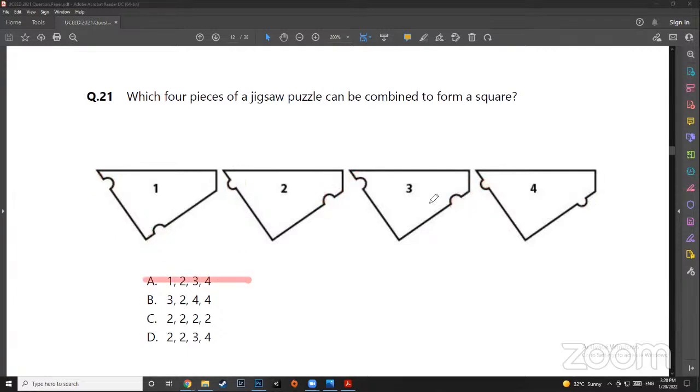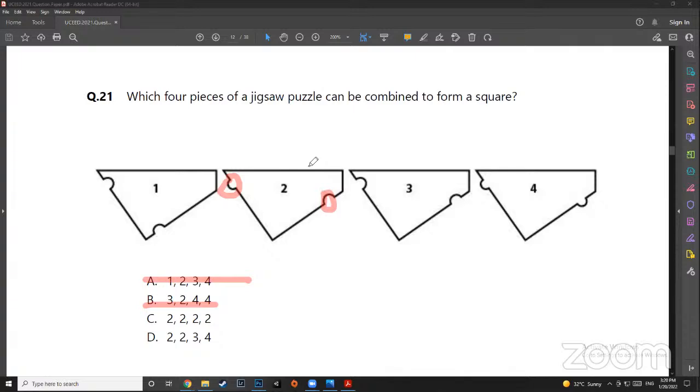3, 2, 4, 4: we have 3 depressions, and 4 appears 2 times, so that means 2 times 2. That means 5 protrusions and only 3 depressions. So 3, 2, 4, 4 will also not make a square. They will just not fit properly. If you use 2 four times, it will be 4 protrusions and 4 depressions.